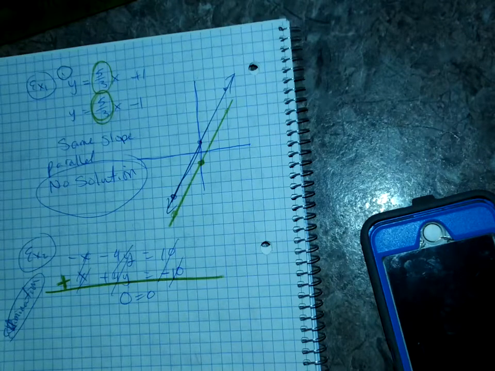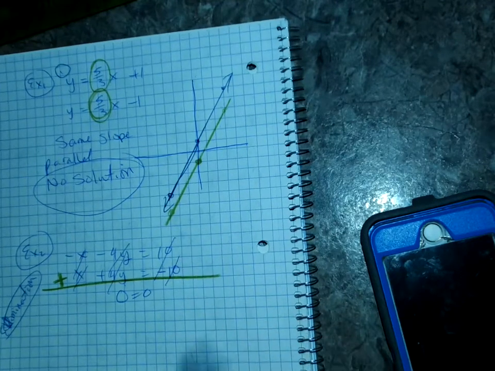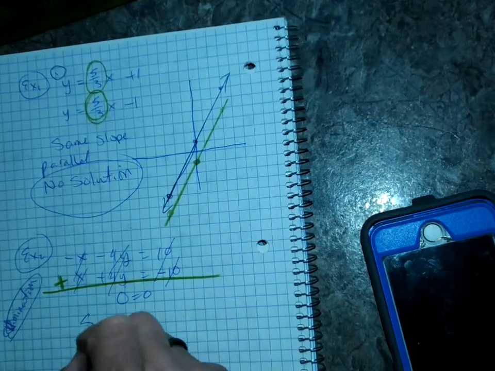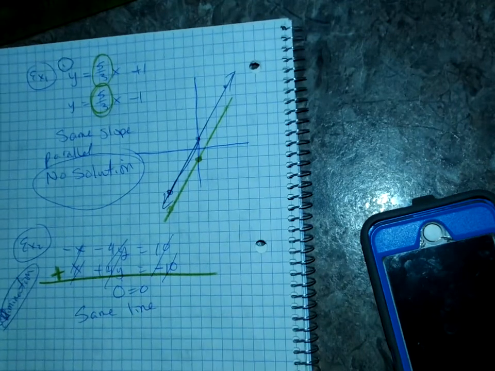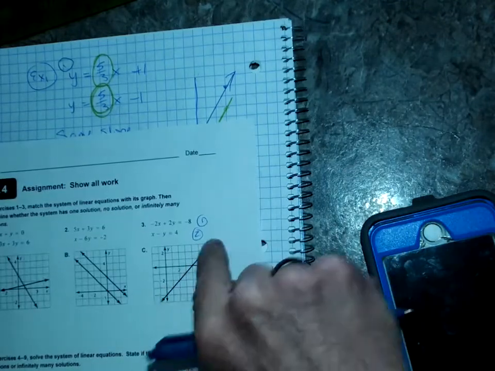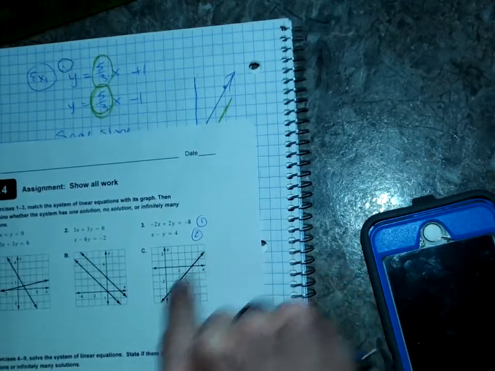Well, if everything cancels, that means it's got to be the same line. It has to be the same line. So same line. If it's the same line, then it's going to look like this picture here. And if I know the answer, I don't need to graph it. I already know the answer.